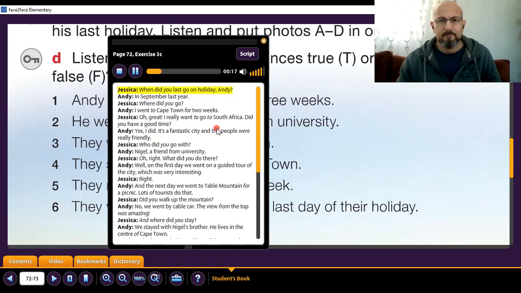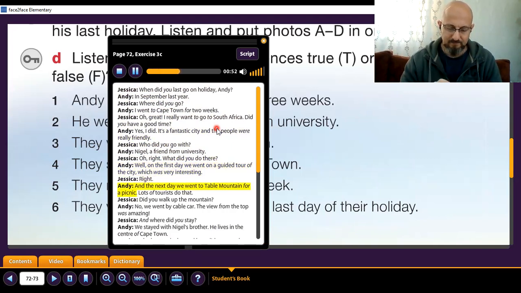When did you last go on holiday, Andy? In September last year. Where did you go? I went to Cape Town for 2 weeks. Oh, great. I really want to go to South Africa. Did you have a good time? Yes, I did. It's a fantastic city, and the people were really friendly. Who did you go with? Nigel, a friend from university. Oh, right. What did you do there? Well, on the first day, we went on a guided tour of the city, which was very interesting.